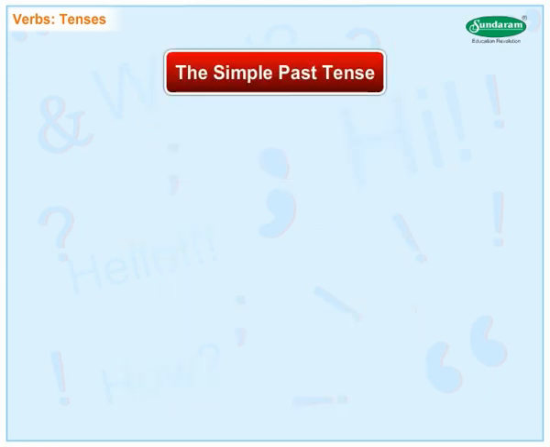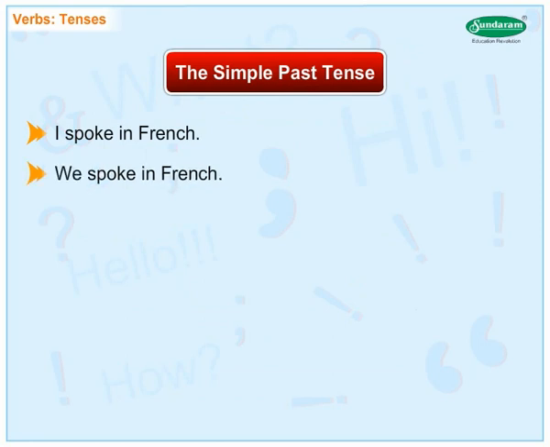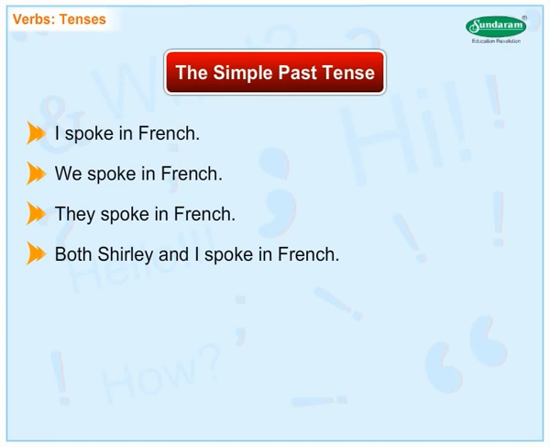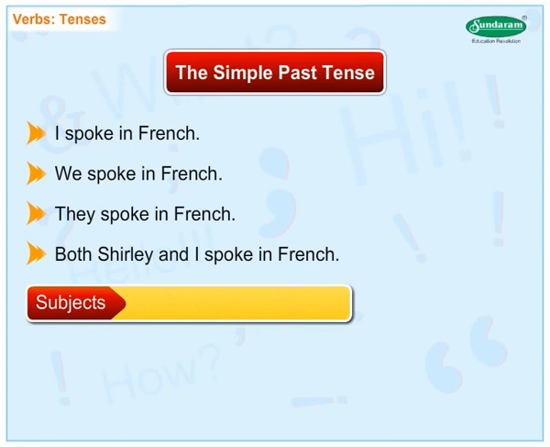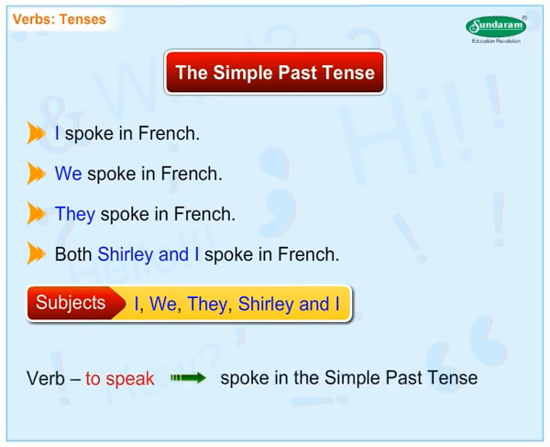The simple past tense. I spoke in French. We spoke in French. They spoke in French. Both Shirley and I spoke in French. The subjects are I, we, they, Shirley, and I. The verb to speak becomes spoke in the simple past tense.